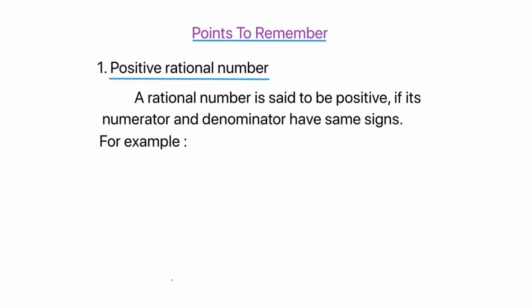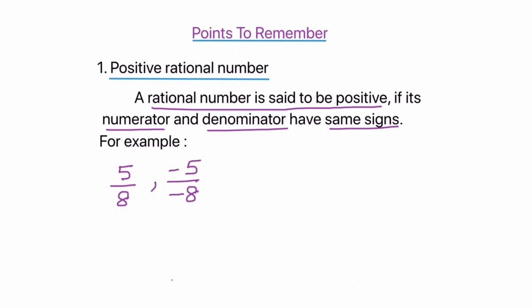Points to remember. First point, positive rational number. A rational number is said to be positive if its numerator and denominator have same signs. For example, 5 by 8, minus 5 by minus 8, minus 12 by minus 17, 15 by 19. In all these examples, you can see that the numerator and denominator have same signs. Hence, all these are positive rational numbers.